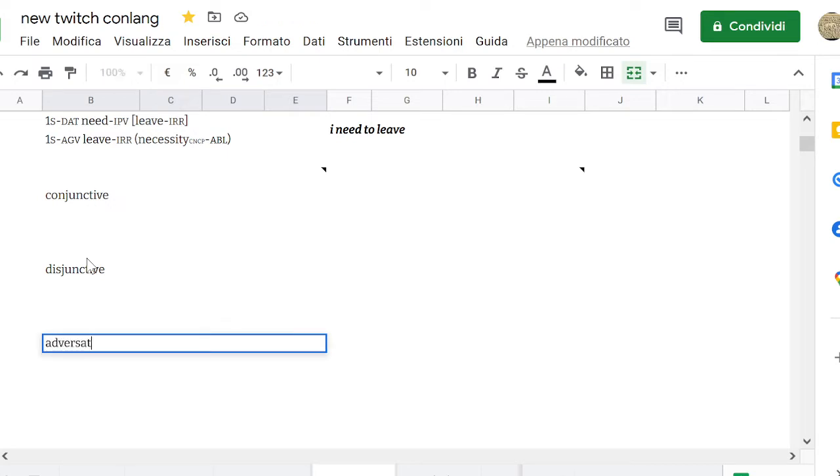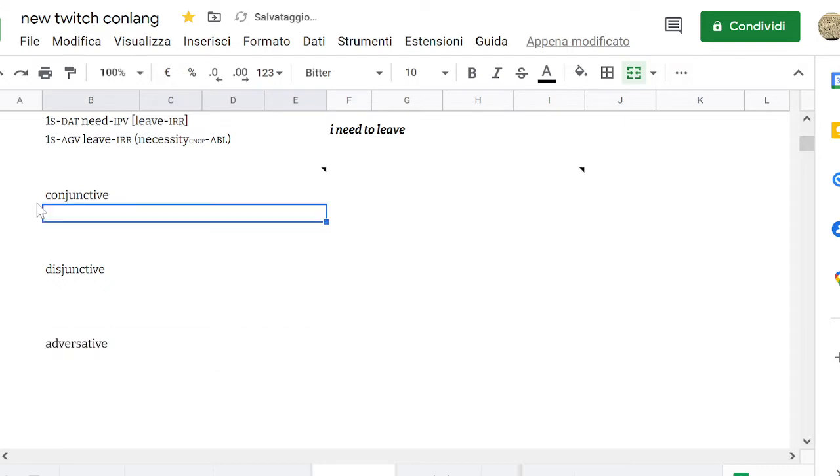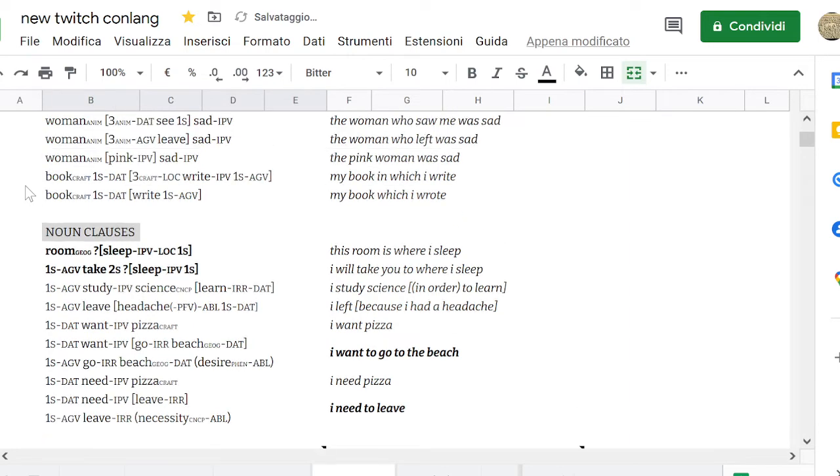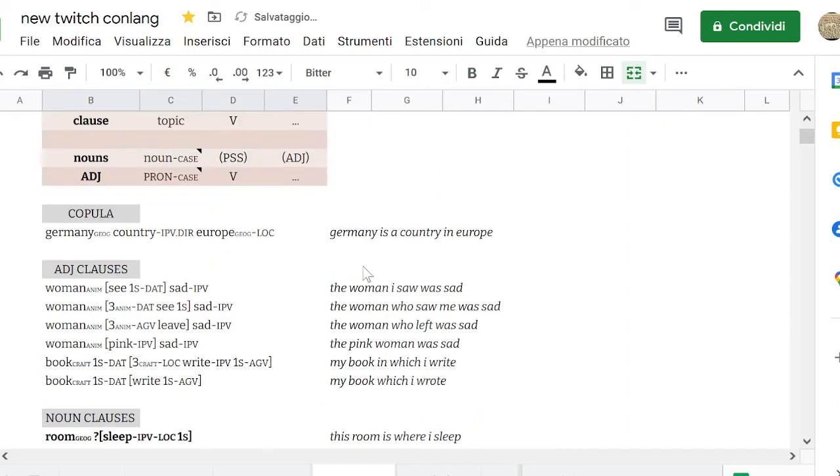Adversative. So, what coordination is, in contrast to subordination, which is all the stuff we dealt with up here last week with relative clauses and noun clauses.